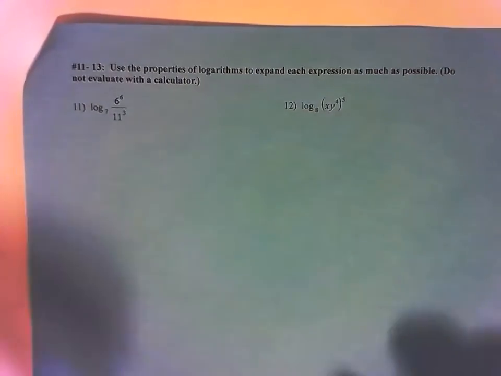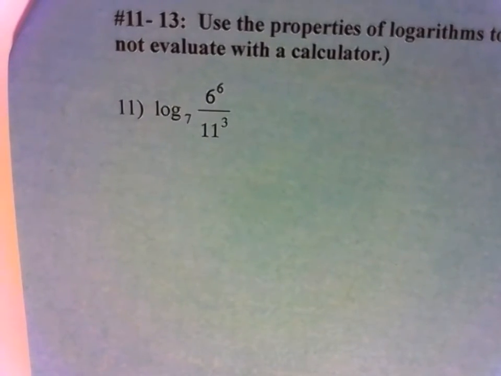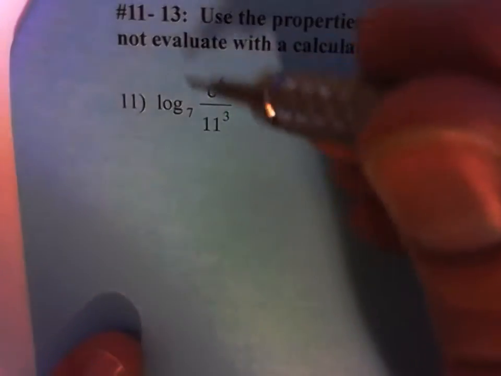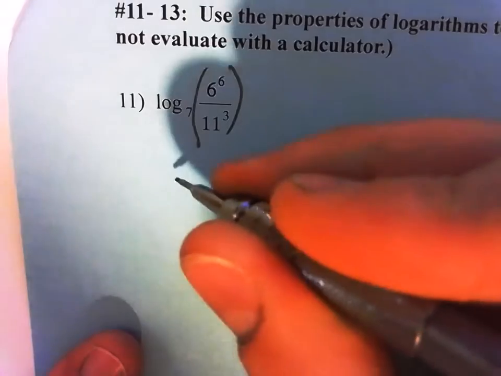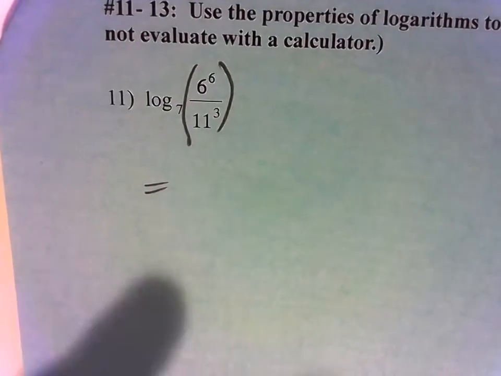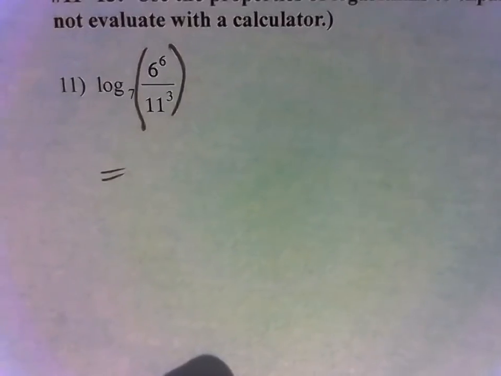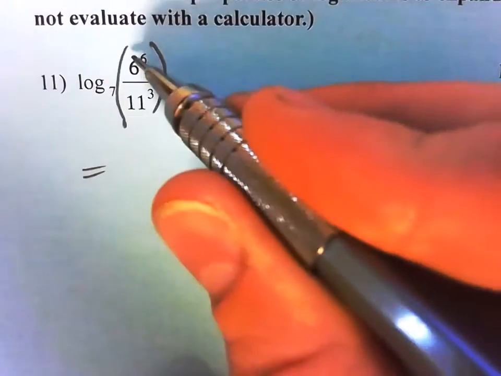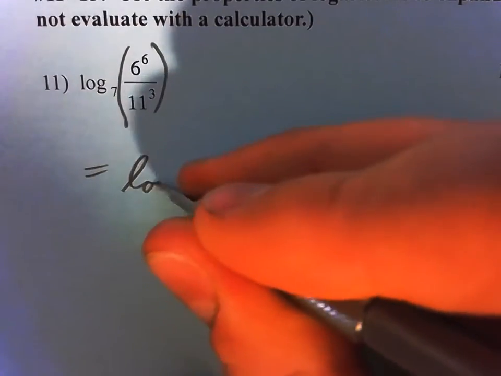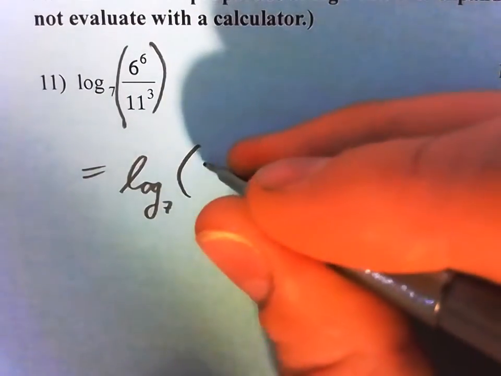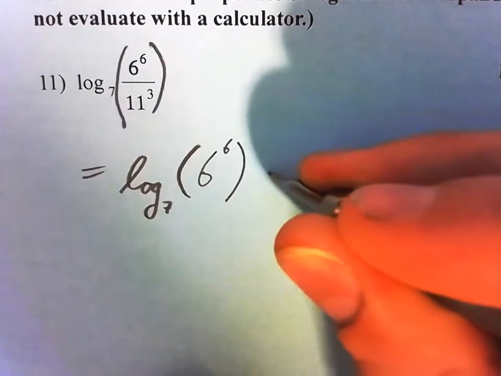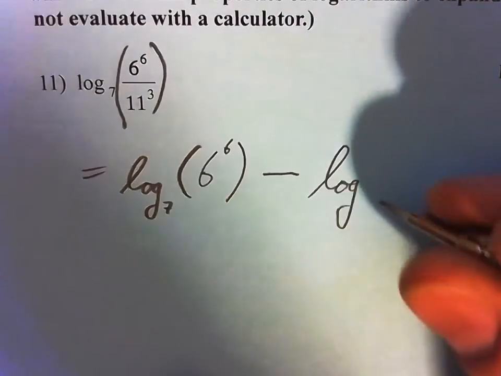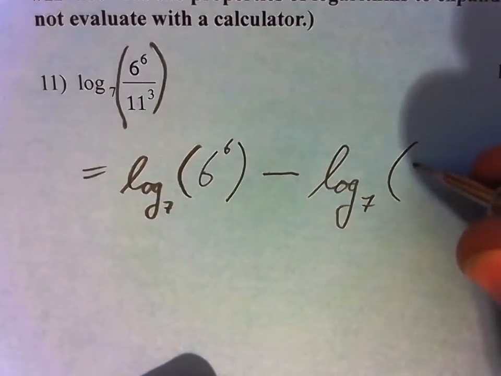Okay, this is expanding on this page. That means separate it out as much as you can. So this first one right here, it's one big log. We're going to separate it into multiple logs using our log properties, which you should have had written in your flip chart, which should have helped you a lot on the test. So log of something divided by something equals log of the numerator minus the log of the denominator.